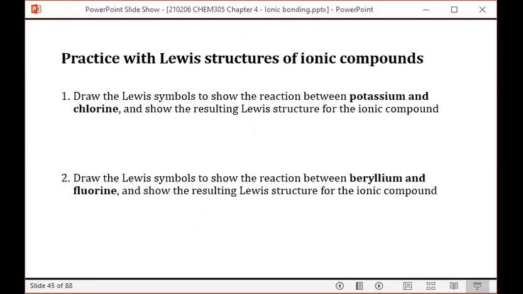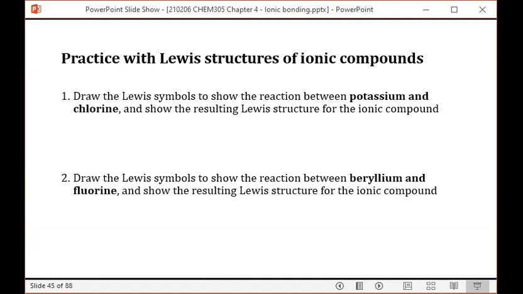So let's see if we can do a few more. Try these ones on your own first. Pause the video if you need to while you work them out, and then I'll work through them. Number 1: draw the Lewis symbols to show the reaction between potassium and chlorine, show the resulting Lewis structure for the ionic compound, and write the formula as well.